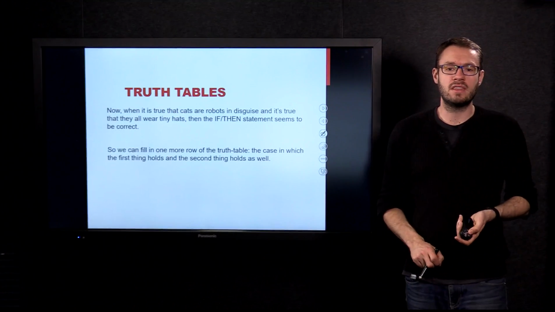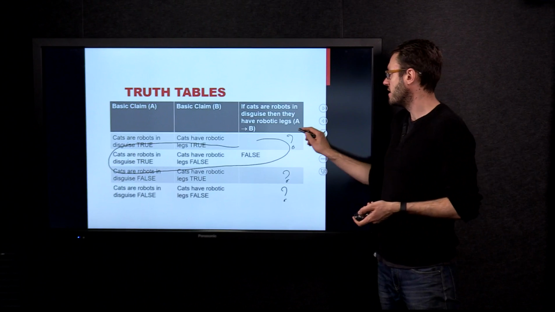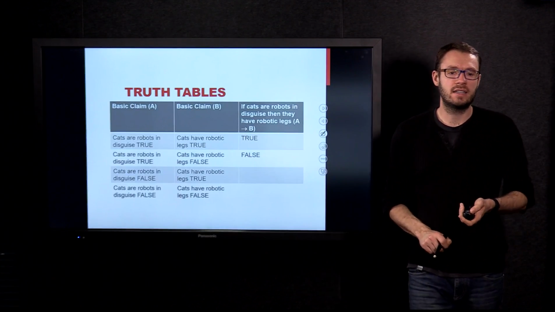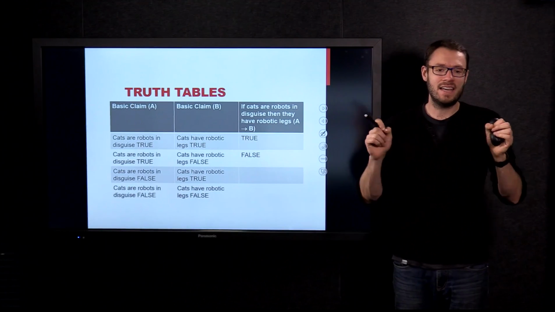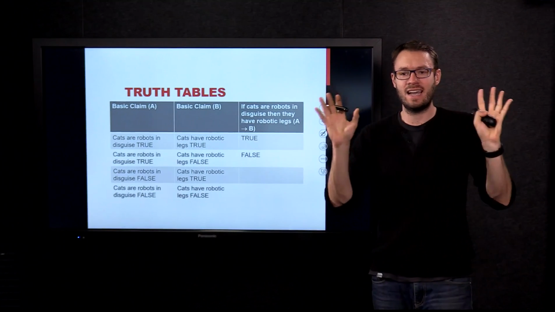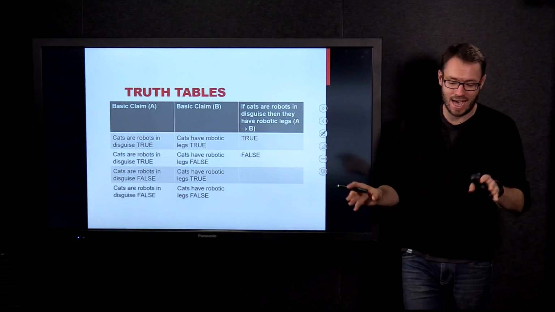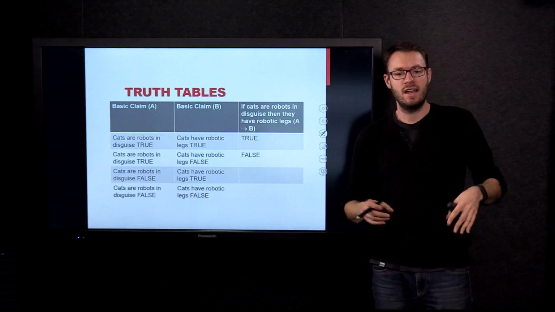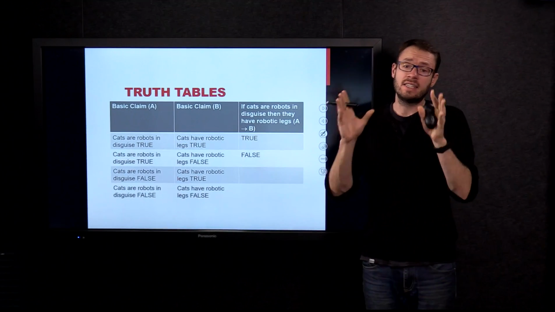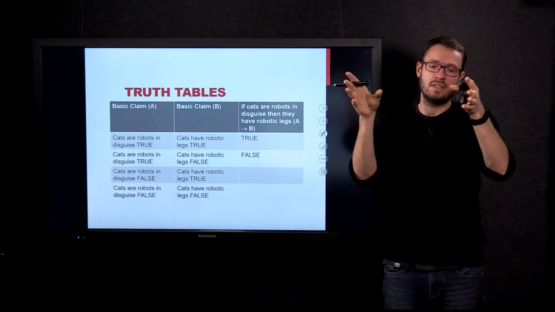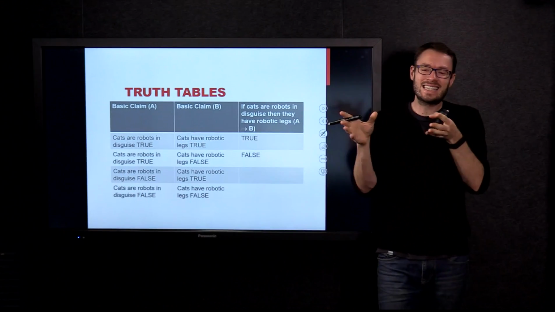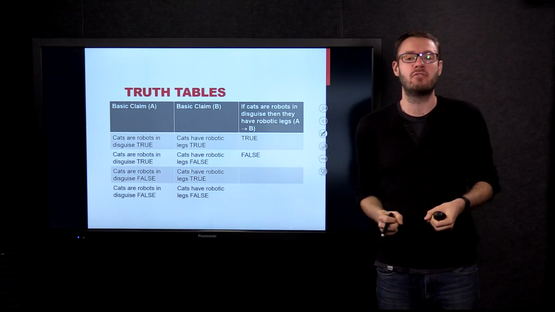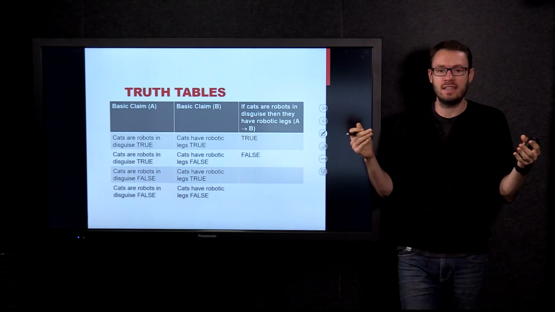Okay, what we're going to do is deal with the easiest of these three cases, which is this top case. So suppose that cats are robots in disguise and they have robotic legs, right? Suppose that that is how the world, as a matter of fact, is. You get a cat, you look at it, you realize that it's a robot in disguise, you check out its legs, and you find out that it's got robotic legs. And now consider the conditional claim: if cats are robots in disguise, then they have robotic legs. Is that conditional claim true when cats are robots in disguise and, as a matter of fact, they all have robotic legs? Well, it would seem to be the case that the conditional is true.